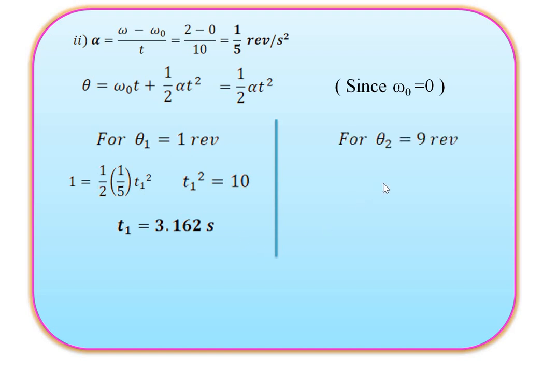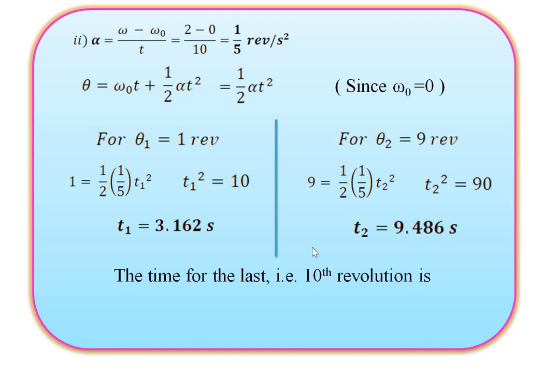Next, θ2 is equal to 9 revolutions. Same here, 9 is equal to 1/2 into 1/5 t2². Taking the t2² term outside, we get t2² is equal to 90. Taking the square root, again we get t2 is equal to 9.486 seconds. For θ2 of 9 revolutions, t2 is equal to 9.486 seconds.